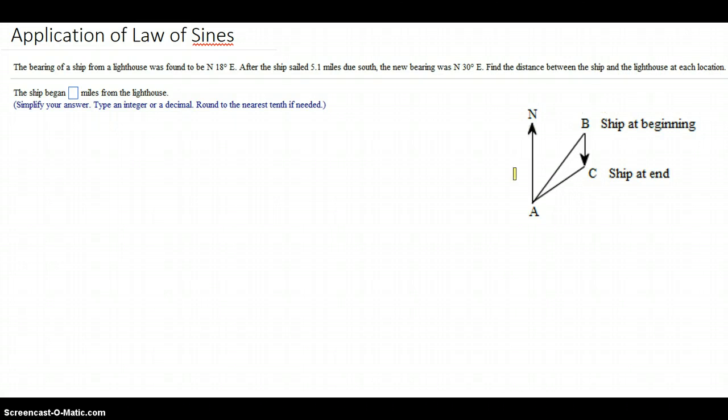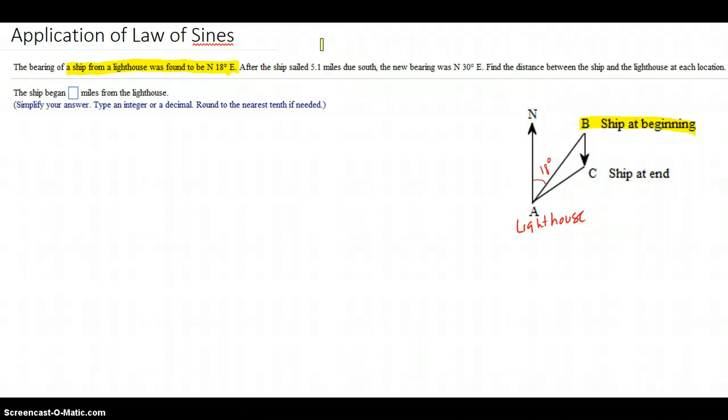To do this, I'm going to look at the following picture. So here is the ship at the beginning. We know that the bearing of a ship from a lighthouse was first found to be north 18 degrees east. So what does that mean? If the lighthouse is down at A here, and we draw a vertical line from A, this angle right here better be north 18 degrees east. So that is the bearing from A to B.